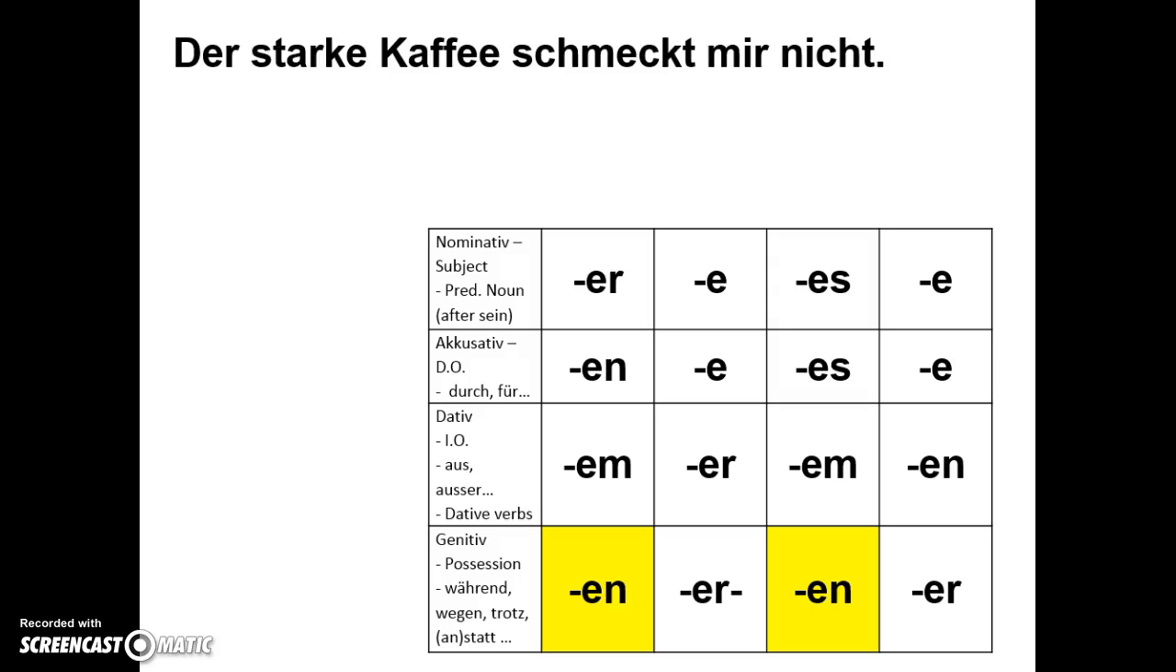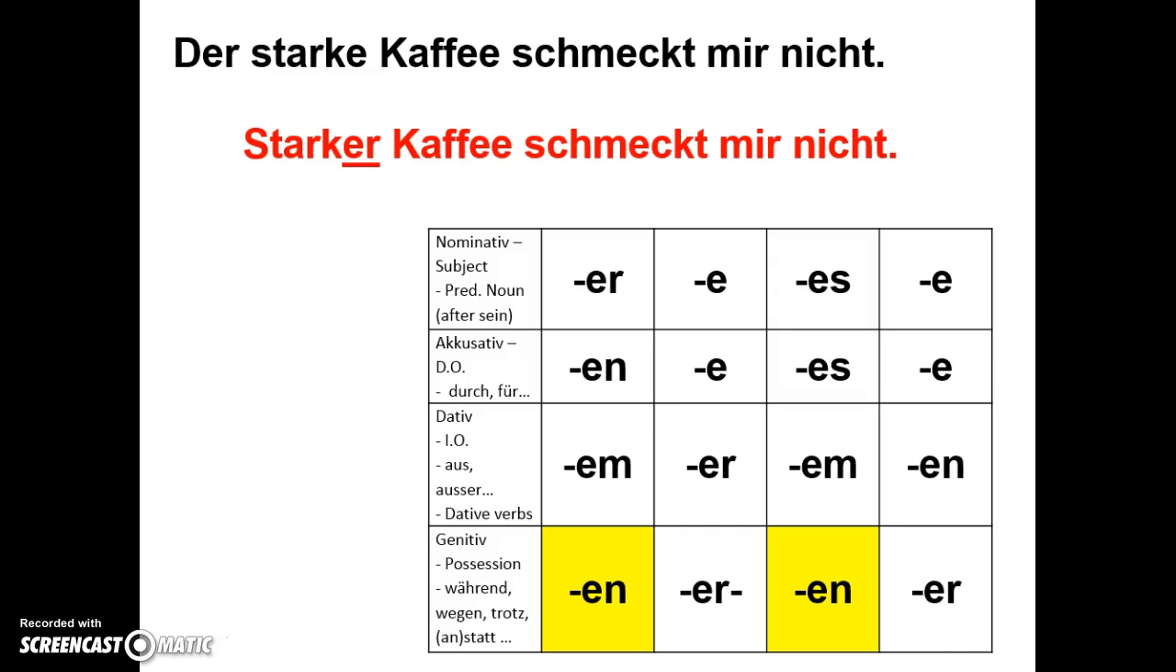In this sentence, der starke Kaffee schmeckt mir nicht. This is the proper adjective ending following a der word. But if I take away der and I want to say strong coffee doesn't taste good, then the word stark has to act like the der word, and I would say starker Kaffee schmeckt mir nicht.